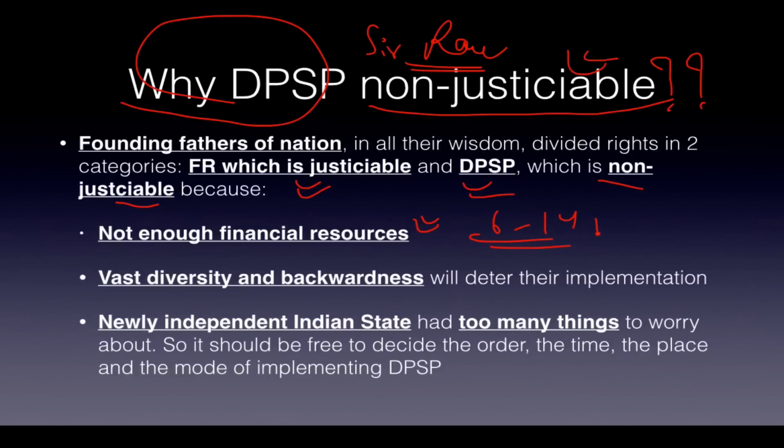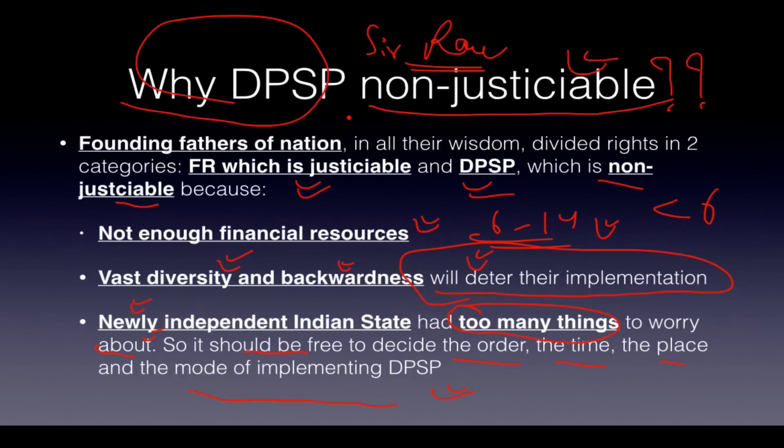But now it is a fundamental right. So we take care of early education, that is less than 6. So this is how the state will progress. Because of the vast diversity and backwardness, it will deter their implementation. Obviously, there are lots of factions which will prevent the implementation of many DPSPs. And finally, the newly independent Indian state had just too many things on its plate to worry about. So the state should be free to decide the order, the time, the place, and the mode of implementing DPSP.